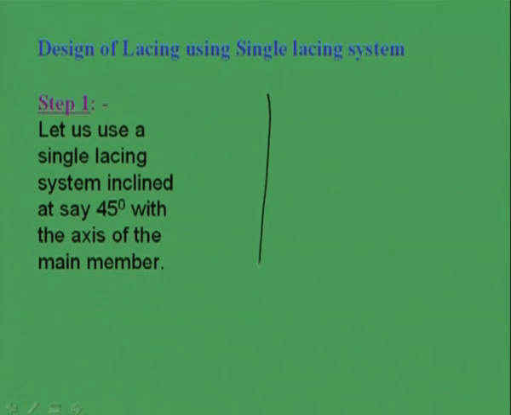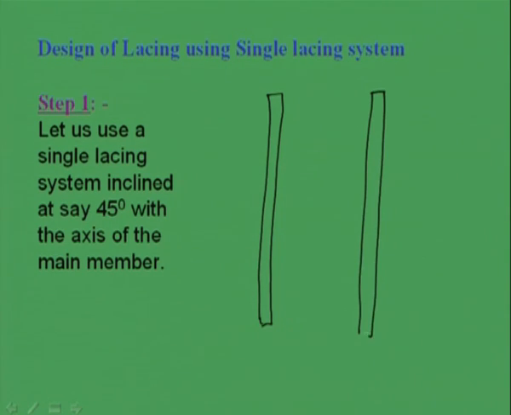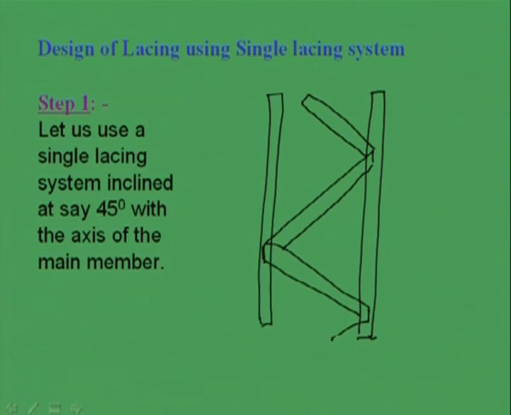So, if we see that 2 sections are given and we are providing lacing, right. Let me draw first, then it will be easy to understand, right. So, in this way it is going on. Okay. So, first we are using single lacing system inclined at 45 degrees.